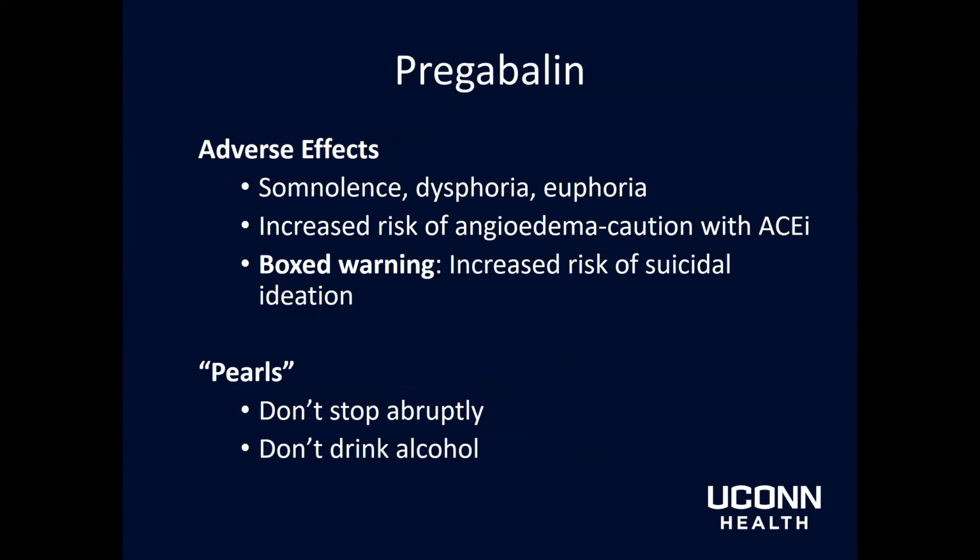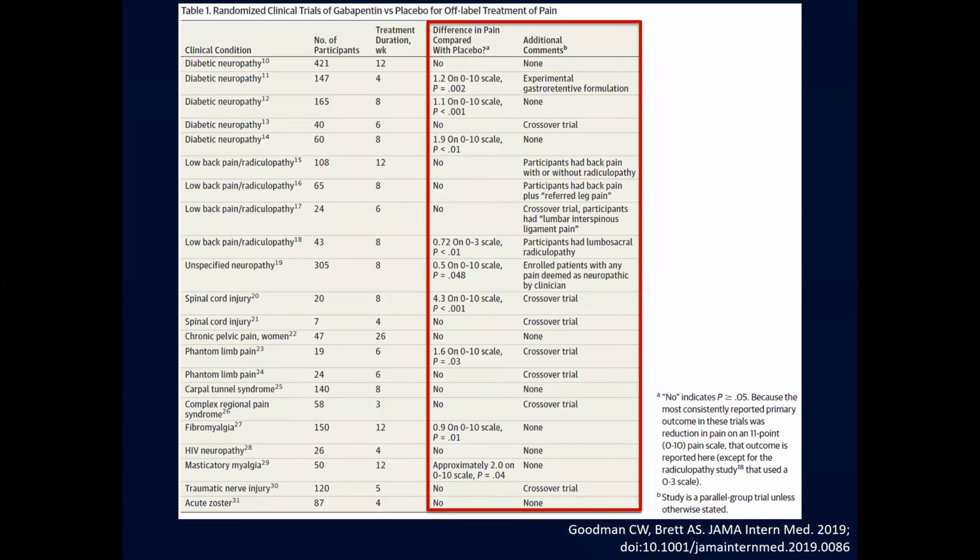We've described the overall risk so far of the gabapentinoids, and they're similar for pregabalin. The biggest things to take away from both of the gabapentinoids is that they shouldn't be stopped abruptly, and that they have an increased risk for somnolence.